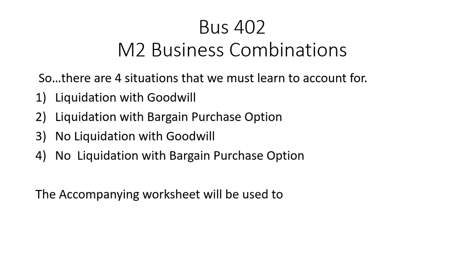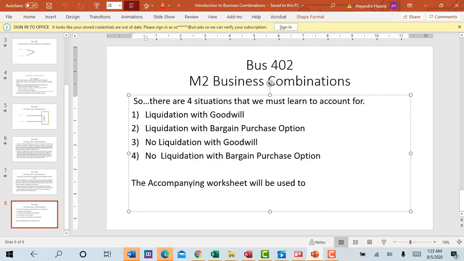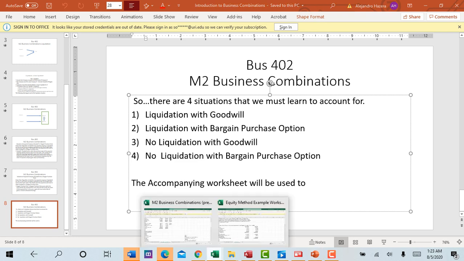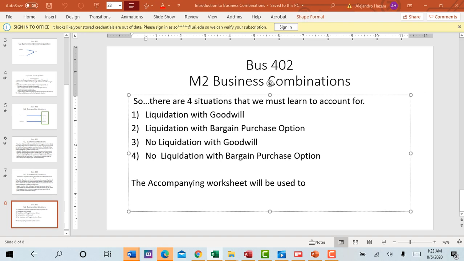Now we're going to cover liquidation with a bargain purchase option. Keep in mind that when we have goodwill, you end up with a goodwill number that was positive. That means you overpaid. In this case, we're going to end up with a goodwill number that's negative. That's when it's called a bargain purchase option, when it's negative. Okay, so I'm going to go right into the worksheet.